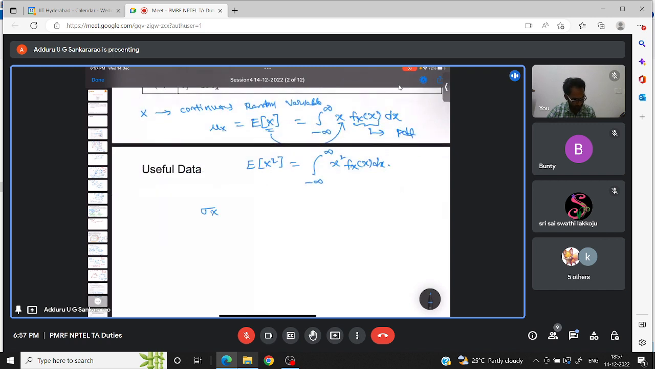And variance we will represent with sigma x square. This is nothing but expectation of (x minus mu x) square.